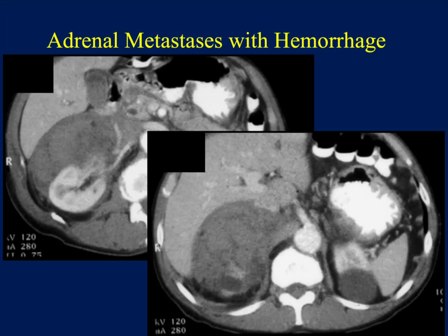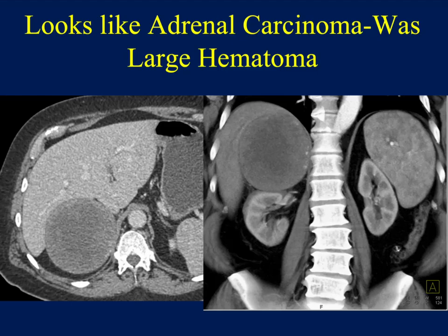Now, in terms of metastasis or primary tumors, mets can bleed, and sometimes it's the presentation. This patient presented with right upper quadrant pain. The thought was kidney or gallbladder. Well, there's a large bleed. When you have a large bleed, you may obscure the mass present. This was eventually diagnosed as a lung cancer metastatic to the adrenal.